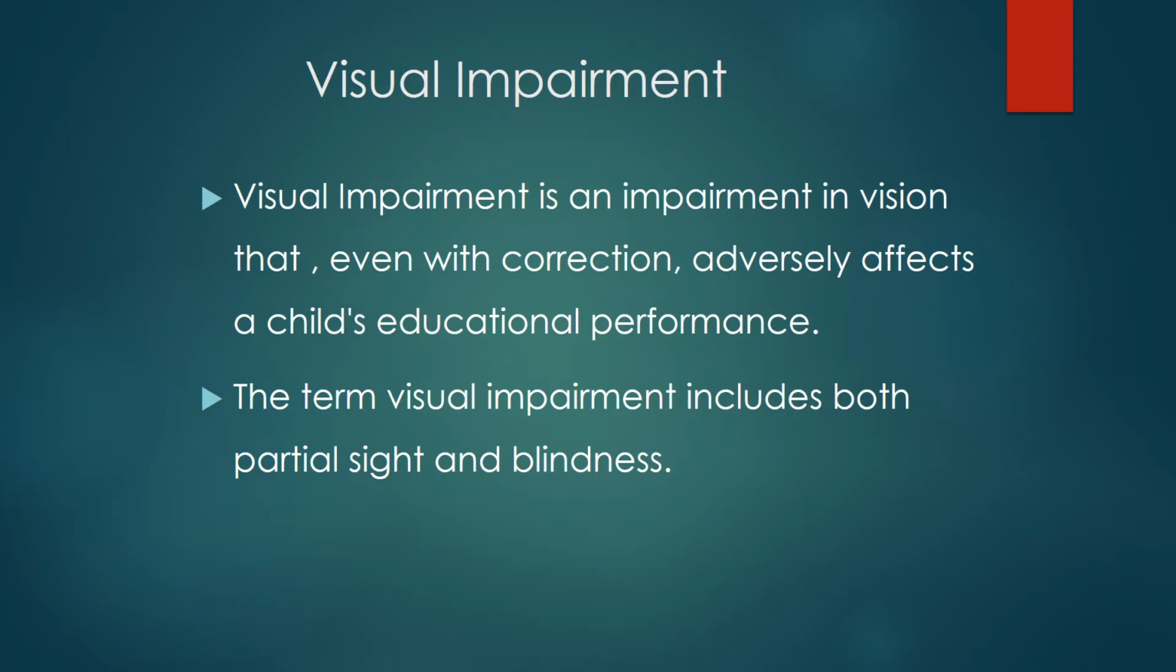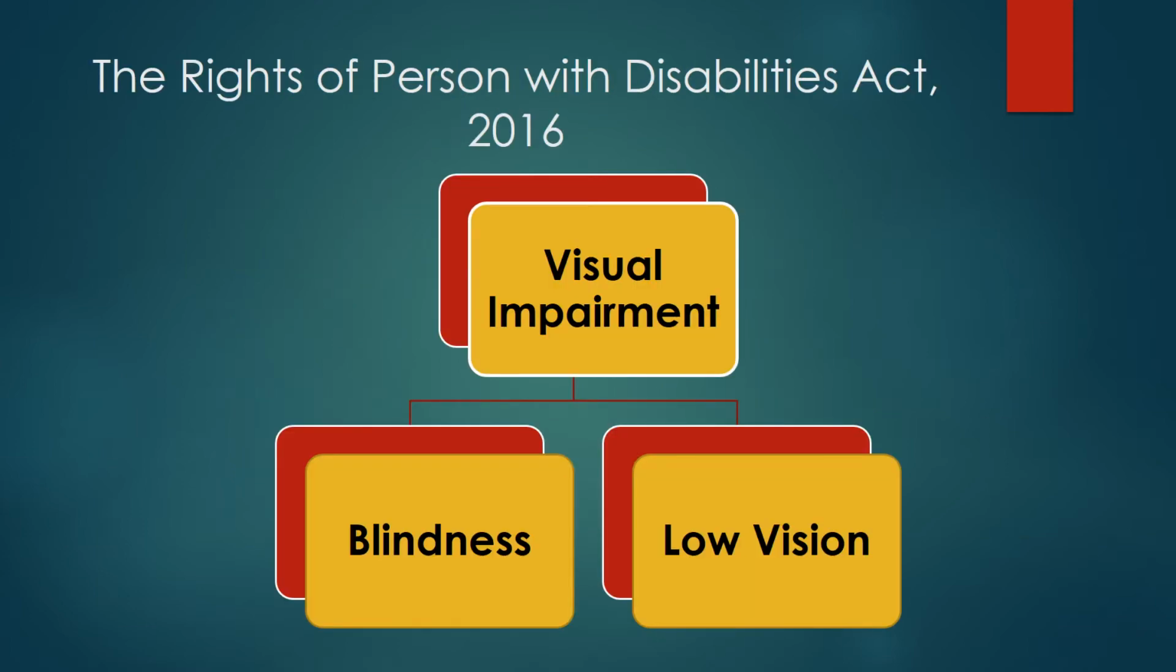The term visual impairment includes both partial sight and blindness. Partial sight is known as low vision, and then blindness. These are the two terms that come under visual impairment. As per the RPWD Act, the Rights of Persons with Disabilities Act 2016, there are two types of visual impairment. One is blindness and the second is low vision.